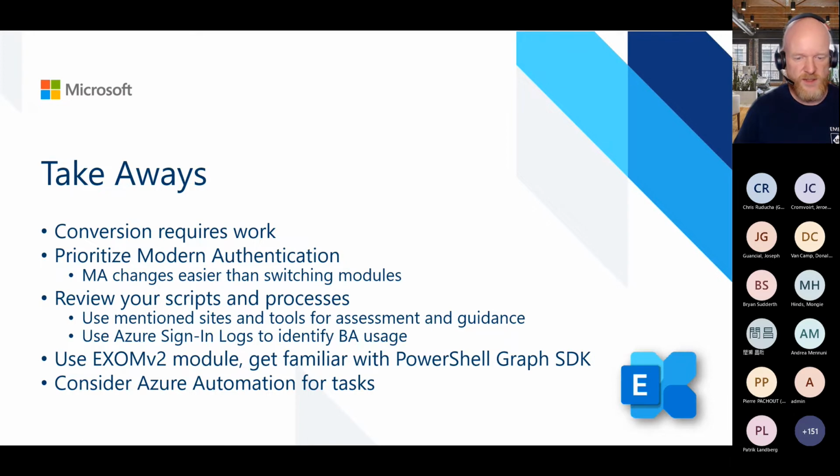Of course, if you want to spot if there's still something using basic authentication, you can use the Azure sign-in logs and see if some service account is connecting, and then you know there's something still running which requires you to have a look at it. Using the Exchange Online Management module for now is still fine, but do get acquainted with the PowerShell Graph SDK, which is the Microsoft Graph PowerShell module. And if you want to do things for headless operation, I would certainly have a look at Azure Automation to configure those tasks, and you can go totally crazy with it. But the best thing is you don't have to worry about anything local anymore, which is also excellent for organizations that want to get rid of all the local infrastructure.